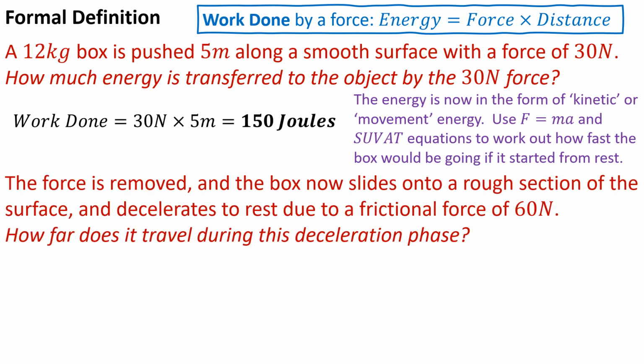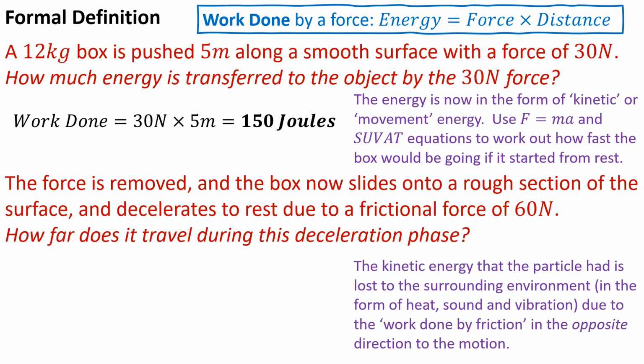Now, if we remove that force and the box slides onto a rough section of the surface, let's say we've got a frictional force of 60 newtons, how far will it travel during the deceleration phase? In this case, what's happening is there is kinetic energy that the particle already has because it's gained it by having a force acting on it for the first 5 meters of its journey. In fact, it's gained 150 joules of movement energy or kinetic energy. And all that energy is going to eventually be lost to the surrounding environment in the form of heat, sound, vibration, and that's thought of as the work done by friction, or the work done against friction, if you like.